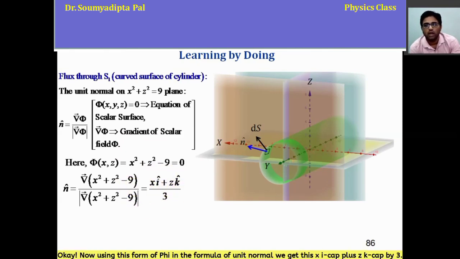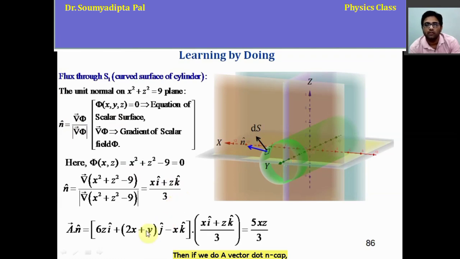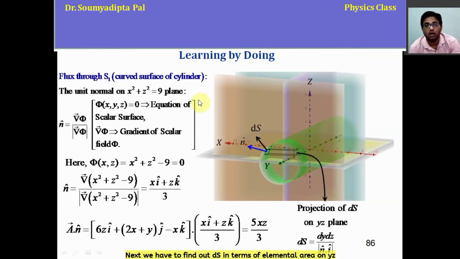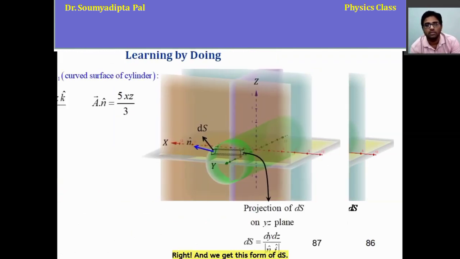Okay. Now using this form of phi in the formula of unit normal, we get this x i cap plus z k cap by 3. Then if we do a vector dot n cap, then we get 5xz by 3. Next we have to find out ds in terms of elemental area on yz plane by the concept of taking projection of ds on yz plane, right? And we get this form of ds.